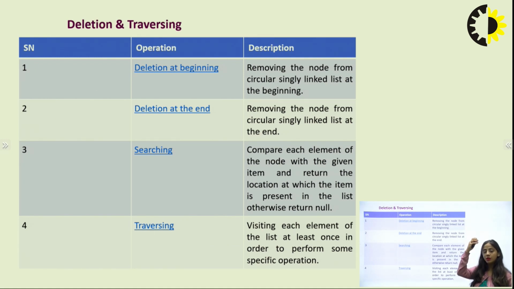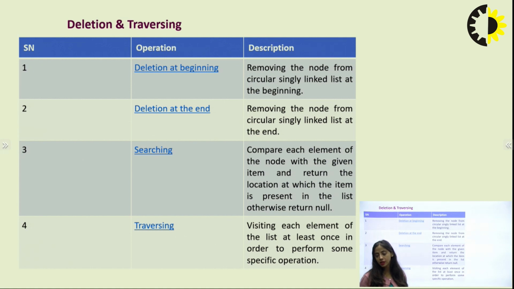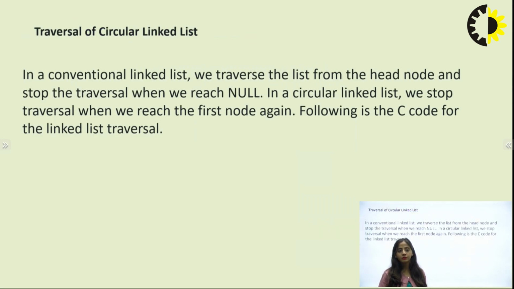Visit each element. How does this traversal happen? Visiting each element of the list at least once in order to perform some specific operation. This is what happens while you do traversal in any data structure. Traversal means visiting. What we do is we just visit every node until we reach the end of the list, and whatever operation we want to perform, then we do it.